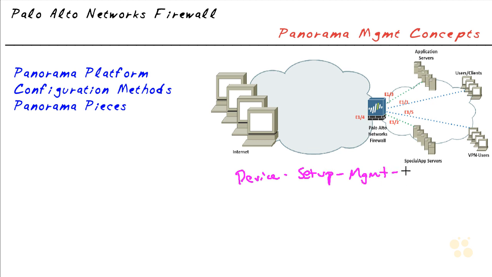Management. And then we'll get into Panorama. That's where my configuration, or my information, is going to be, on my Panorama server. Whether it be an IP address or an FQDN, either can be used. Honestly, IP is preferred. It's the recommended way of doing it.